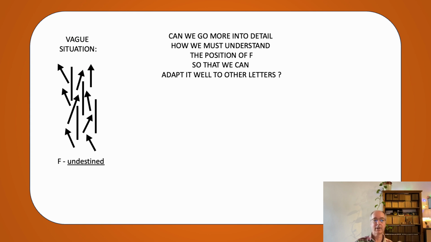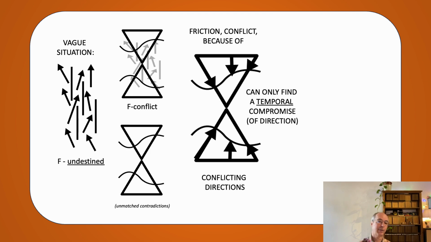So what we already defined before is that the F is this undestined vague situation. This is a reference point, and it will make it more difficult to adapt it to changes with other letters. So it's better that we define this F a little bit better, a little bit more in detail, before we can adapt it more clearly in other letters. So let's define it a bit more clearly, and I will take my book and see what I have there already. So I described the F also as a kind of conflict situation.